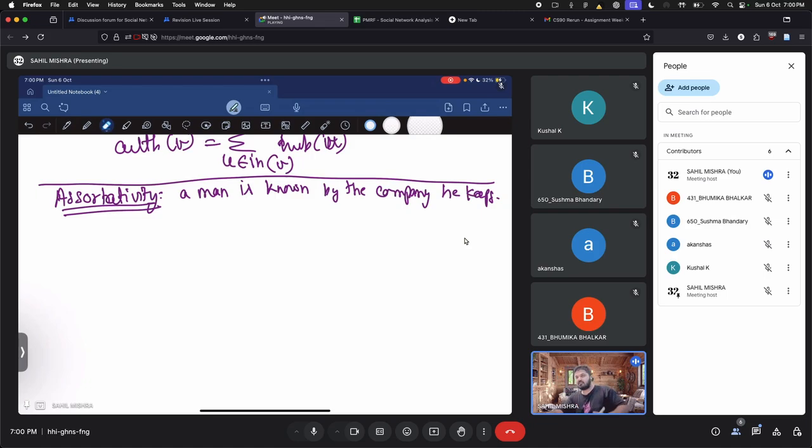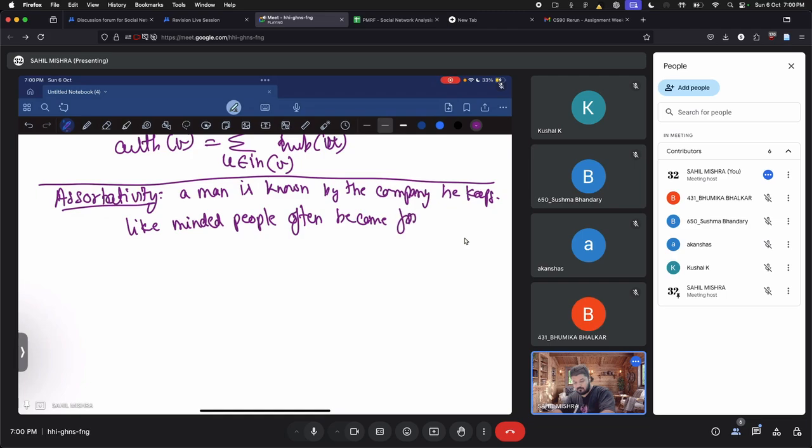So assortativity checks, if we think of a friendship network, then like-minded people often become friends. And ultimately they share some common characteristics. They might share some common intellectual power, common physical strength, etc.